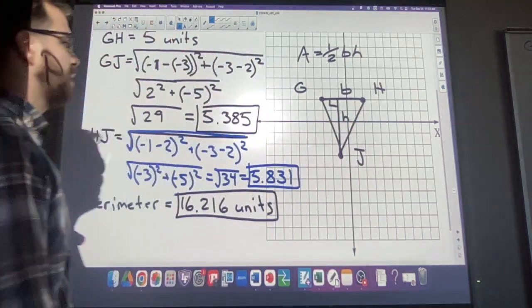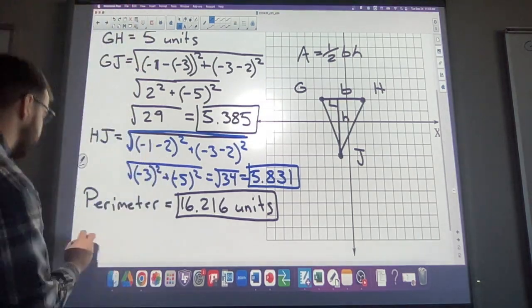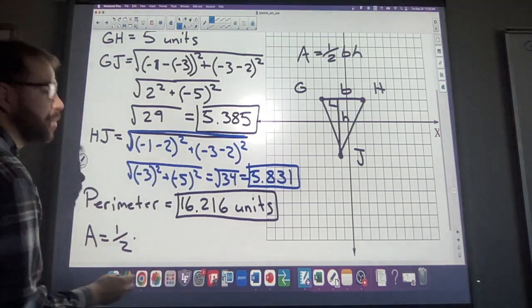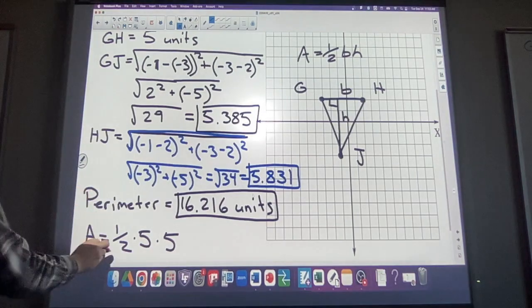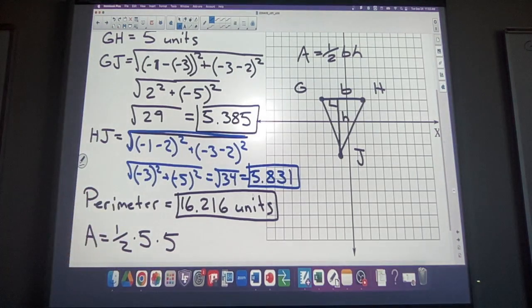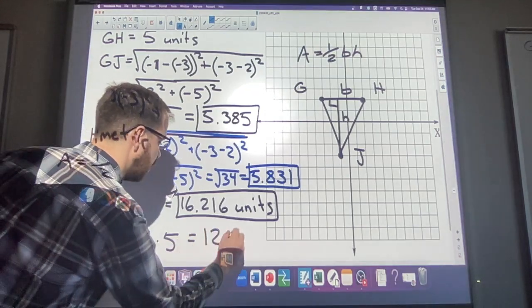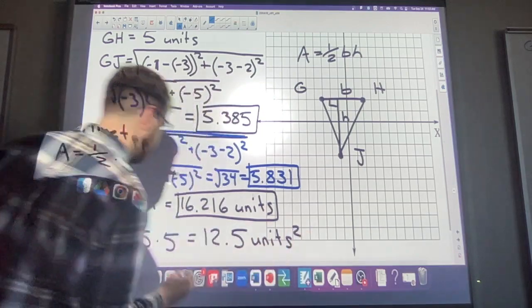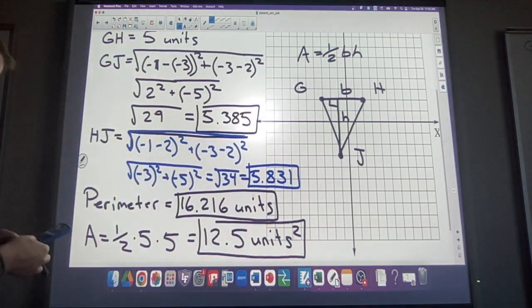Okay, so my base looks like 5. My height also looks like 5. So my area would be 1/2. Base is 5. Height is 5. So that would be 2.5 times 5, which I believe is 12.5 units squared. Okay, let me just double check that. All right, we're good.